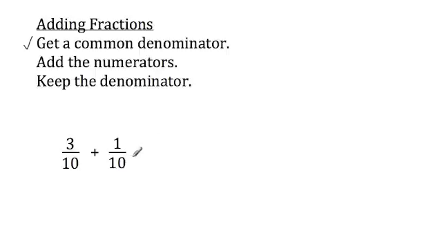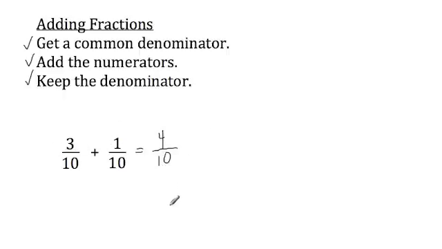The second step is to add the numerators. The numerators here are 3 and 1. 3 plus 1 is 4. And the last step is to keep the denominator. The denominator here is 10. 3/10 plus 1/10 is 4/10.